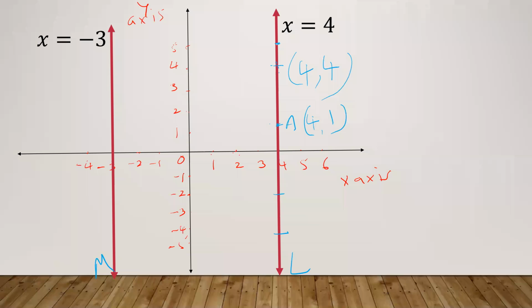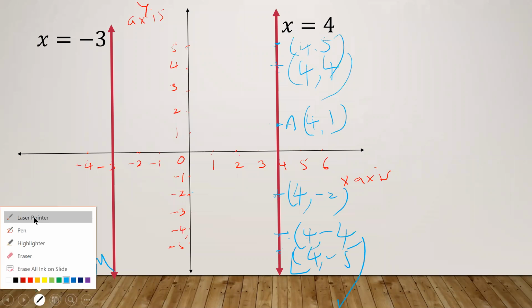Here, if I take this point, x coordinate will be 4, but y coordinate will be 5. If I take this point, x coordinate is 4, y coordinate is -2. Here, x coordinate is 4, y coordinate is -4. This point, x coordinate is 4, y coordinate is -5. What am I observing here?